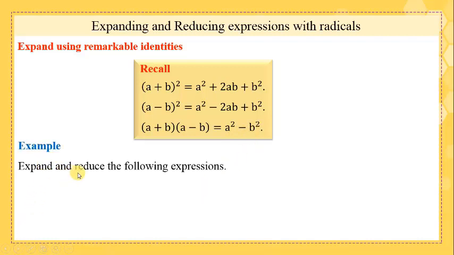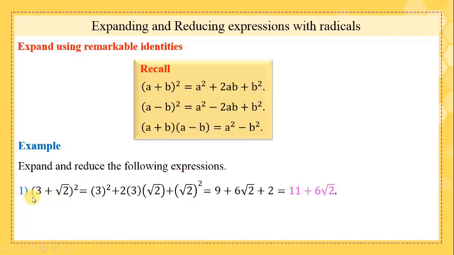Example: expand and reduce the following expressions. Number 1, 3 plus radical 2 all of it squared. Applying the first remarkable identity, we get 3 to the power 2 plus 2 into 3 into radical 2 plus radical 2 square. This is equal to 9 plus 6 radical 2 plus 2. By adding 9 plus 2, 11, and plus 6 radical 2.